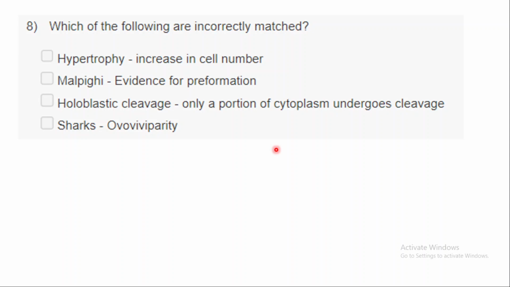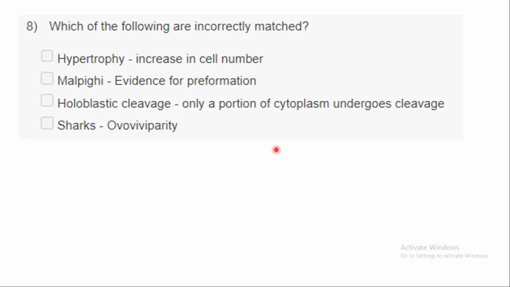Now moving on to the next question. Again a simple match the following question. Which of the following are incorrectly matched? You guys have to look at the options. Which of the following are incorrectly matched? One or multiple answers correct.